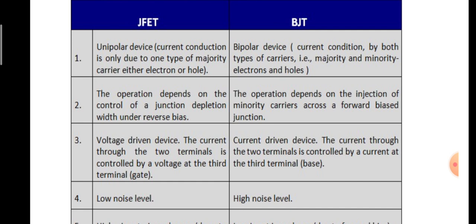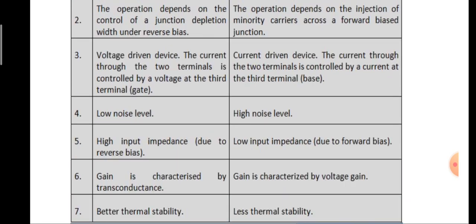JFET is low noise level, BJT is high noise level. JFET is high input impedance, BJT low input impedance. JFET gain is characterized by transconductance, BJT gain is characterized by voltage gain. JFET better thermal stability, BJT less thermal stability.